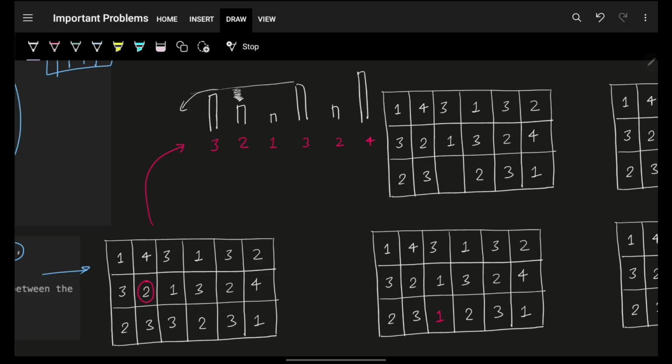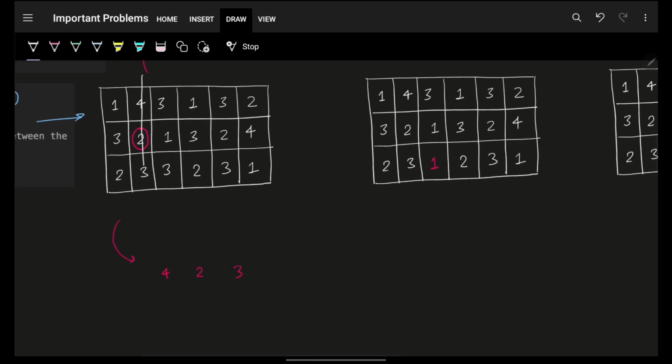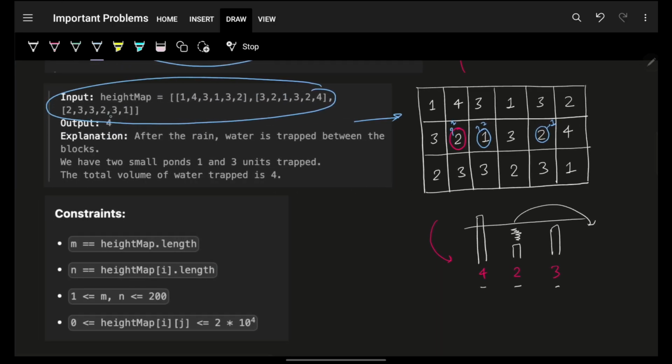And if I do the same thing for this specific column, I will again realize, okay, 4, then 2, then 3. Again, I can trap one unit of water, else it will flow from the right side. Thus, for 2, I can trap 1 unit of water. Same way for 1, if I look like this and like this, I can trap 2 units of water. Same way for this 2, I can trap 1 unit of water. Thus ultimately I will be able to trap 4 units of water, and it's actually the answer.